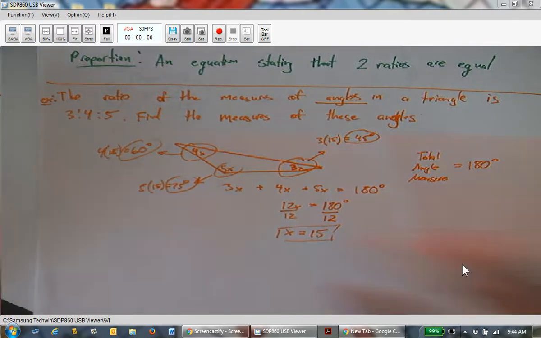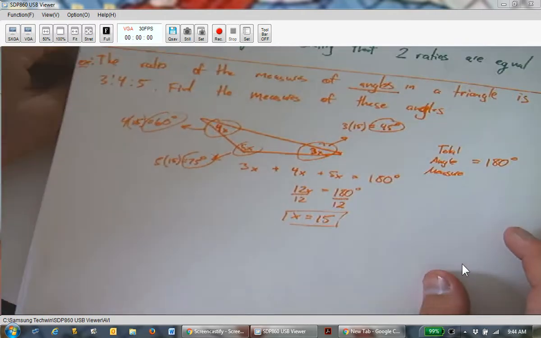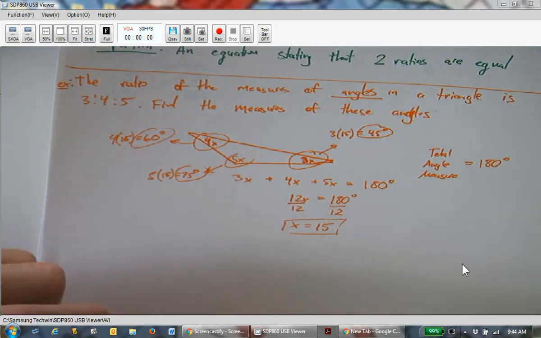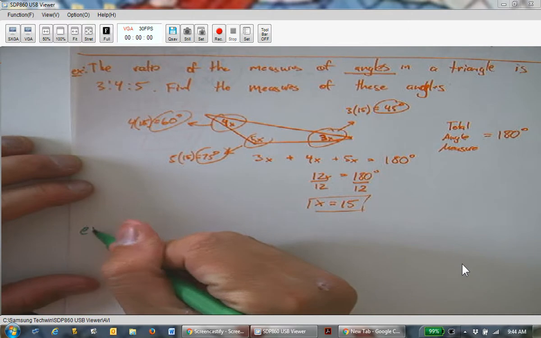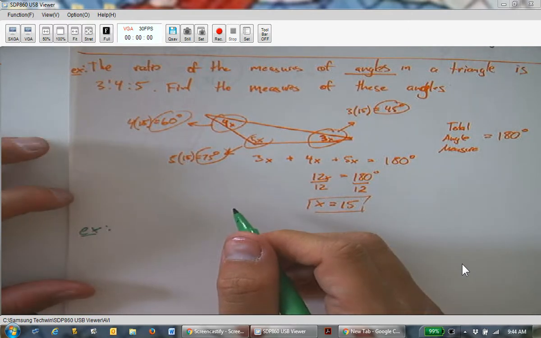Okay, I'm going to give you a new one here. Here's going to be your example. I think this one's a little tougher, and I think it's going to be kind of fun to do.